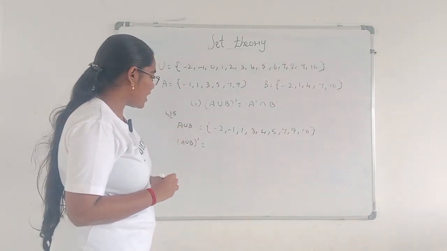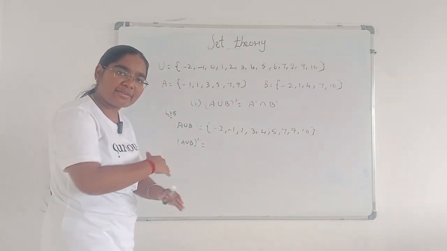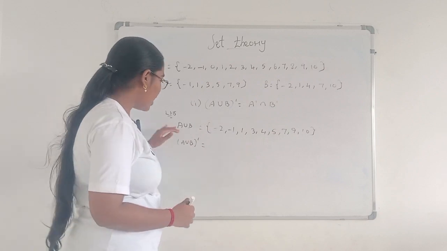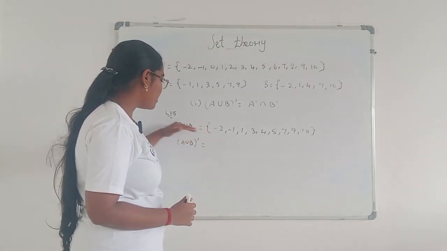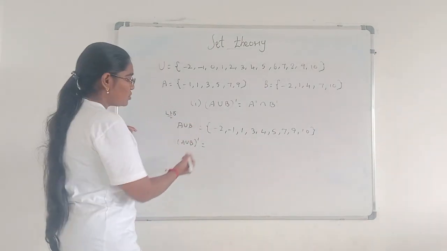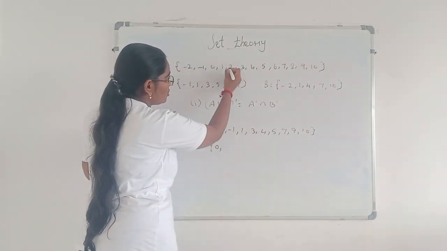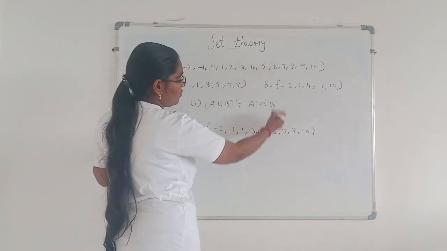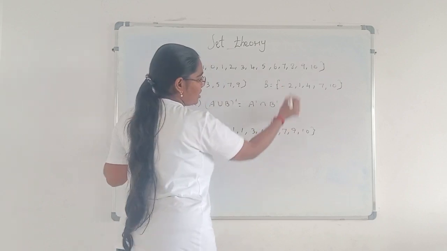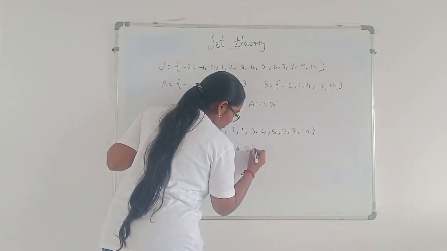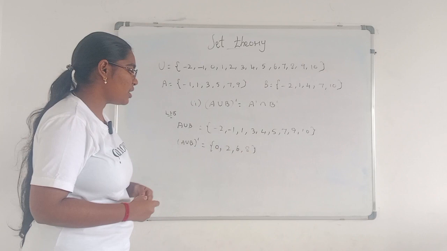So, you have to compare this A union B and this universal set, because in the universal set only there will be all the elements, right? So you have to compare these two and write the elements which are not in this A union B. Okay, so -2 is there, -1 is there, 0 not there, so write this 0. 2 is not there, so write this 2. 3 is there, 4, 5 are there, 6 is not there, next 7, 8 is not there. So, (A union B)' equal to 0, 2, 6, 8.